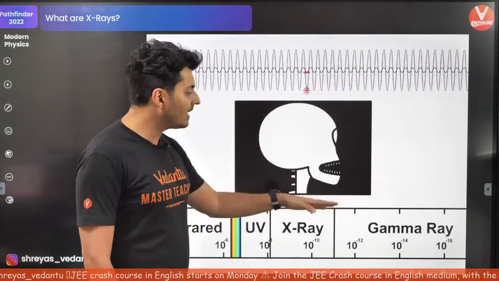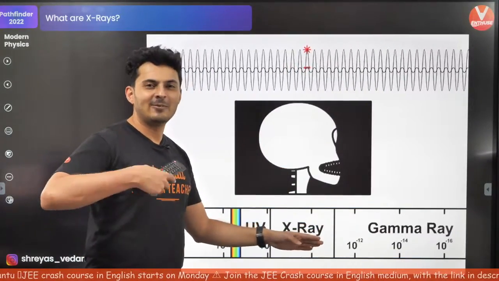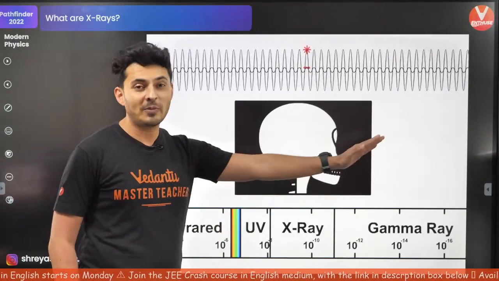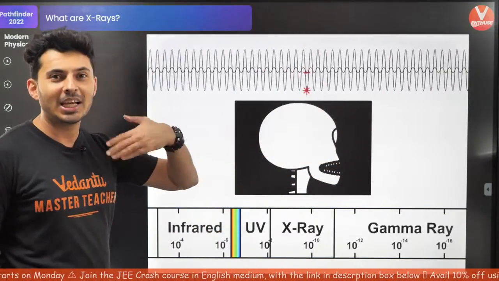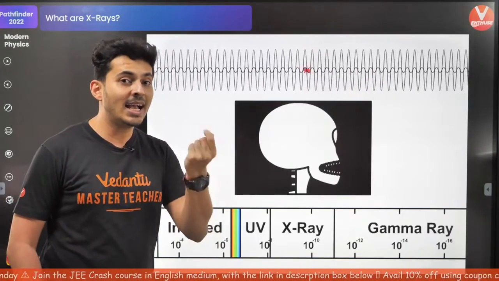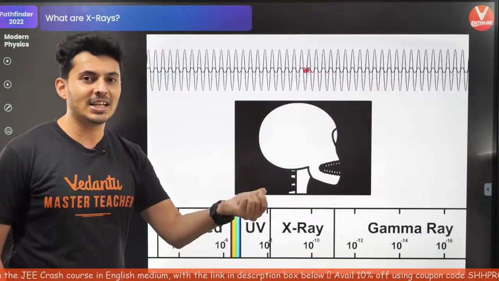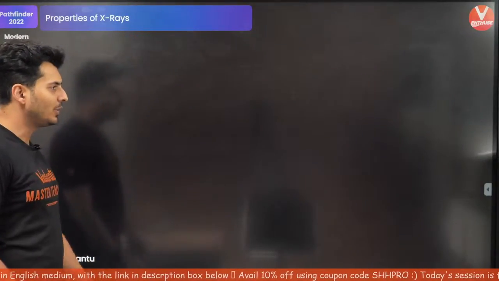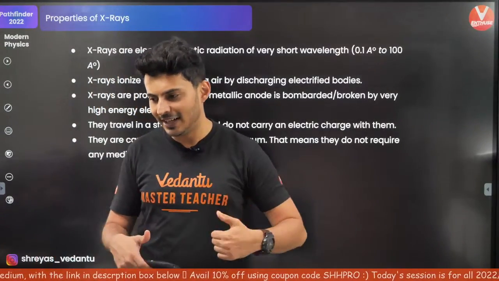If the wavelength decreases, frequency increases. If frequency increases, energy increases. So you can see the energy increases from left to right. We all know the energy of a photon. What is it given by? hf, Planck's constant into frequency, or hc by lambda. So that's how it works. Everybody fine till this point?